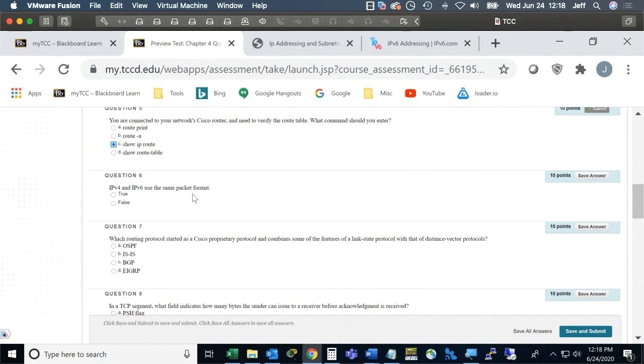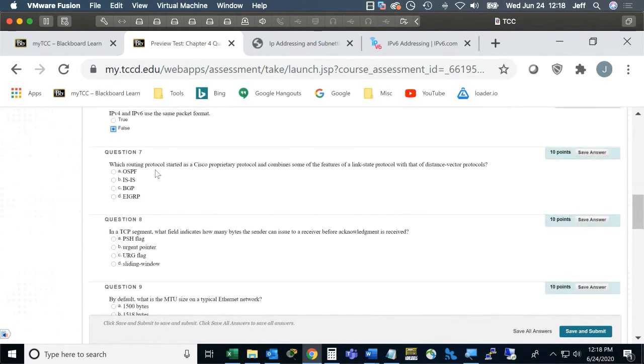IPv4, IPv6 use the same packet format. Yeah, false, right? Which routing protocol started as a Cisco proprietary protocol and combines some of the features of a link state protocol with that of a distance vector protocol? Right. Well, that's D. Right. That is D.